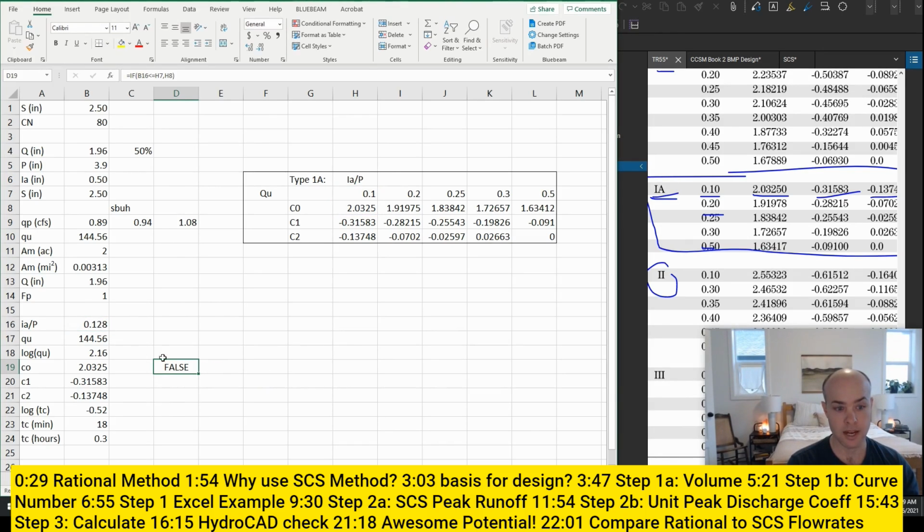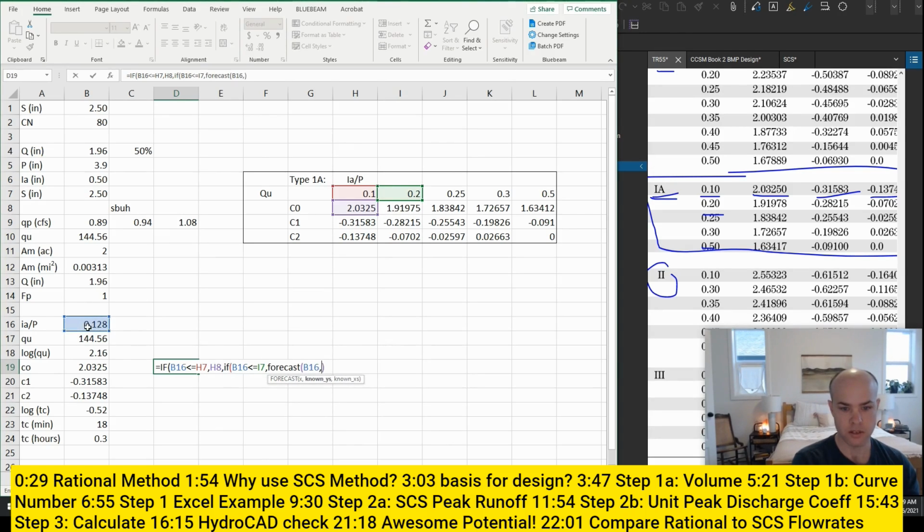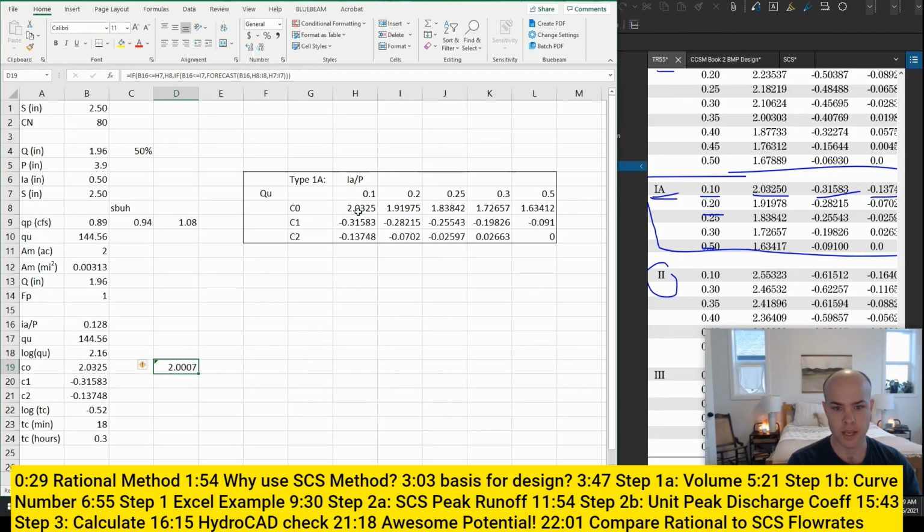And you can see it's not less than 0.1. But if it was, like we had 84, it turns into 2.03. So if it's false, now I want it to be, if less than or equal to 0.2, and I didn't do that correctly. If this is less than or equal to 0.2, then I want to forecast: known X is that, known Y's are these two, and known X's these two. And so you can see it gives me 2.07, which is between these two values, like what you'd expect.